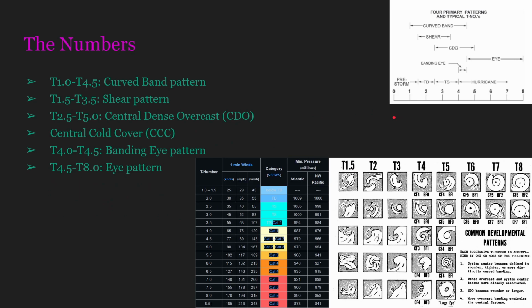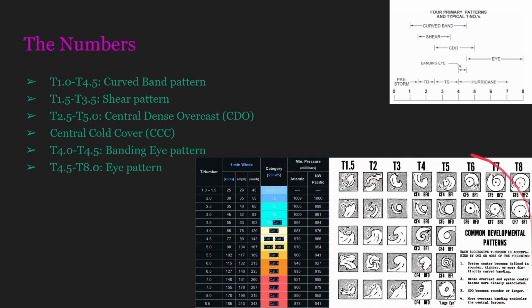So, what are the numbers and what are these cloud patterns that I'm talking about? Well, from T 1.0 to T 4.5, we have the curved band pattern. From T 1.5 to 3.5 is the shear. T 2.5 to 5.0 is the central dense overcast, or CDO. There's also a thing called the central cold cover that is a description rather than part of the T numbers. T 4.0 to 4.5 is the banding eye, and 4.5 to 8.0 is the eye pattern.